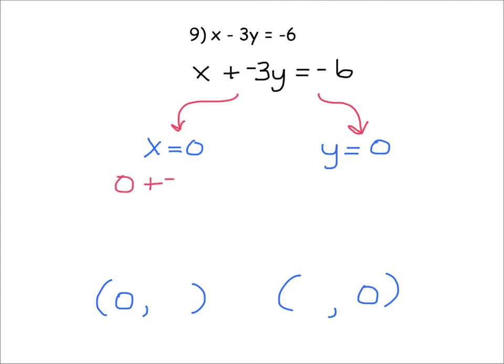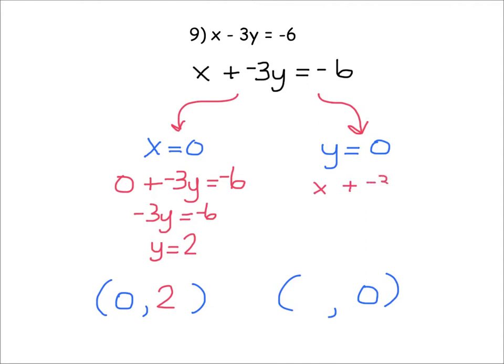So 0 plus -3y is equal to -6. -3y is equal to -6. So y is equal to 2. And then x plus the -3 times the 0 is equal to -6. So x is equal to -6. And now I have my 2 intercepts, my y-intercept and my x-intercept, and we're going to graph them.